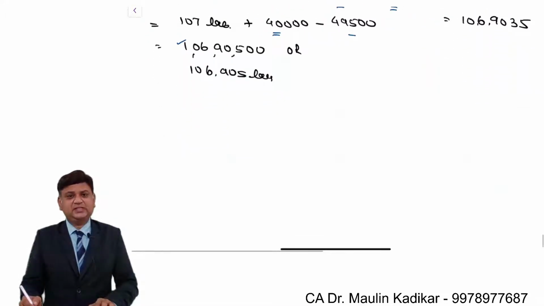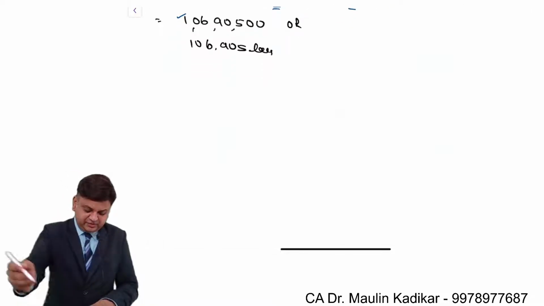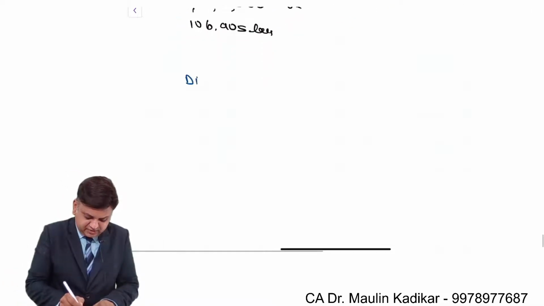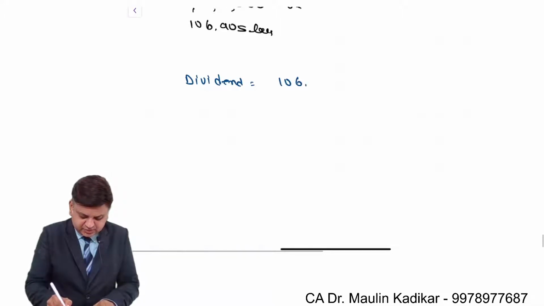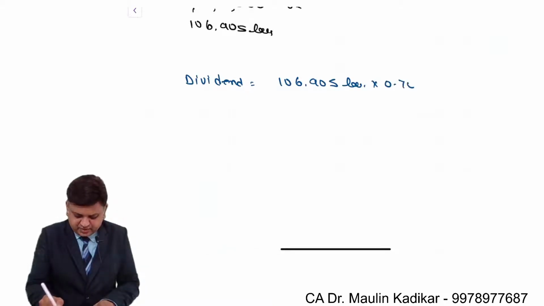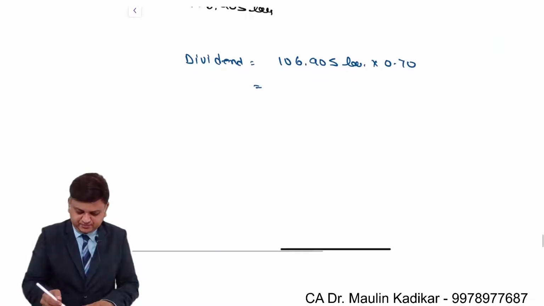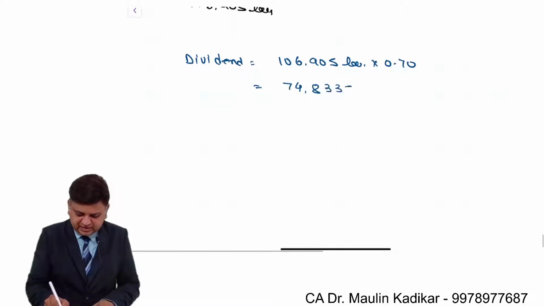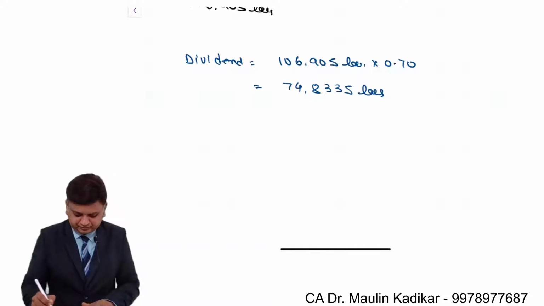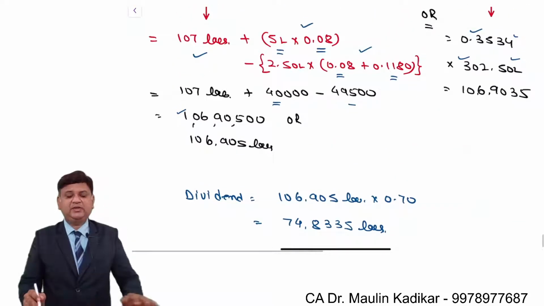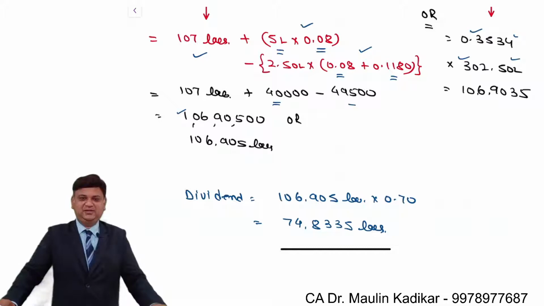Now we understand that 70% of that is paid in the form of dividend. So the amount of the dividend is 106.905 lakhs into 0.70, so 106.905 into 70%. That comes to 74.8335 lakhs. This is the way the amount of the dividend is calculated.